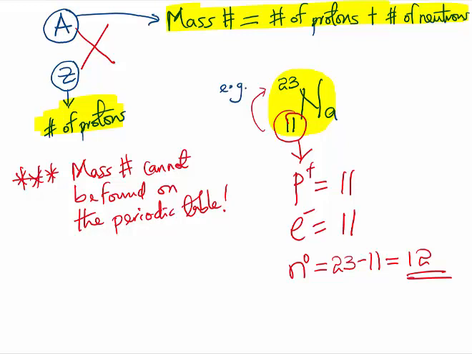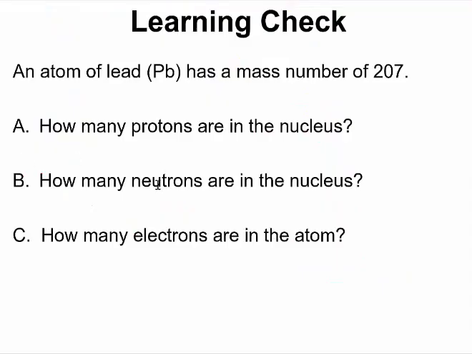I want you to try some questions. I need you to pause your video and try to answer this question. An atom of lead has a mass number of 207. How many protons are in the nucleus? So pause the video, answer the question.